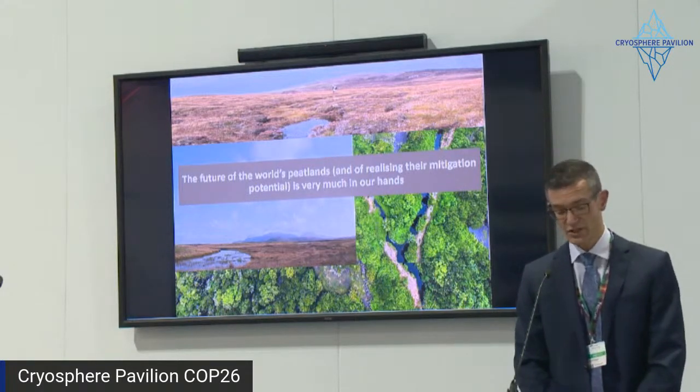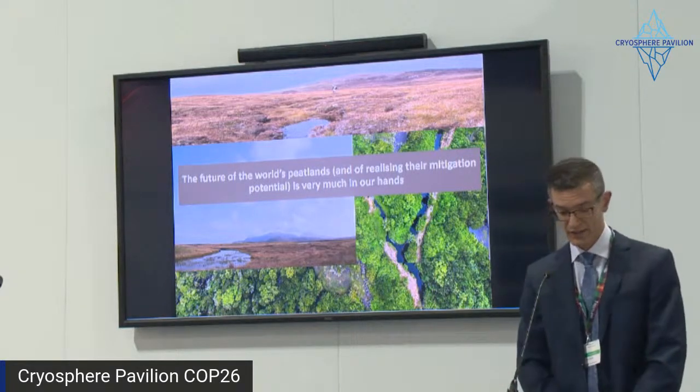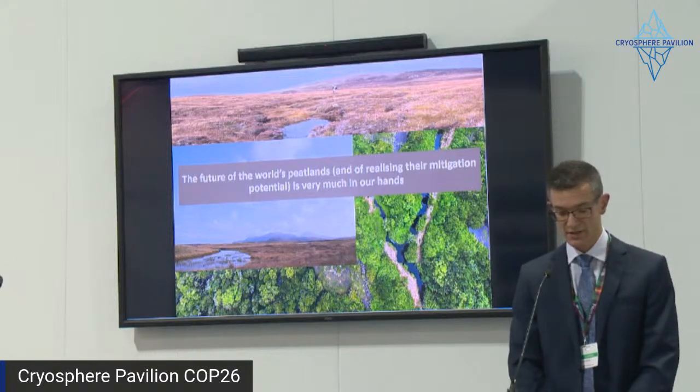So to support our ambition, at the start of 2020, the Scottish Government committed to invest over £250 million to restore at least 250,000 hectares of degraded peatlands in Scotland by 2030. So that's our current target.